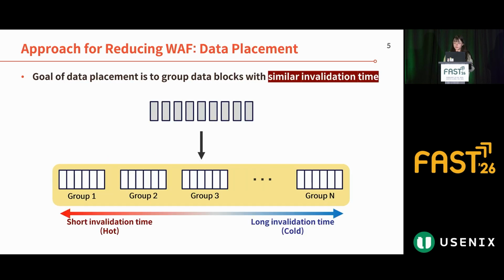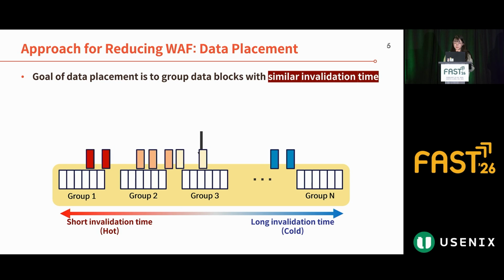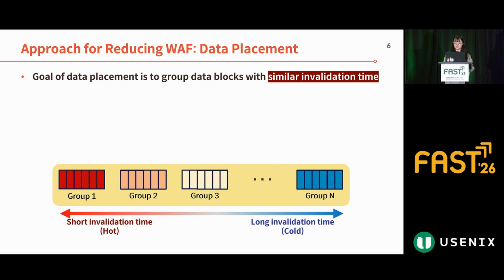So in this work, we focus on how to reduce WAF specifically through data placement techniques. As shown in this example, data placement techniques reduce WAF by predicting each block's invalidation time and grouping blocks with similar invalidation times. When a certain period elapses, the blocks in a group become invalid around the same time, avoiding any data copies.